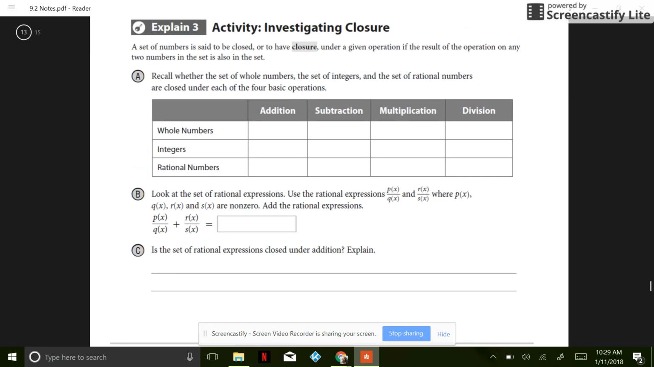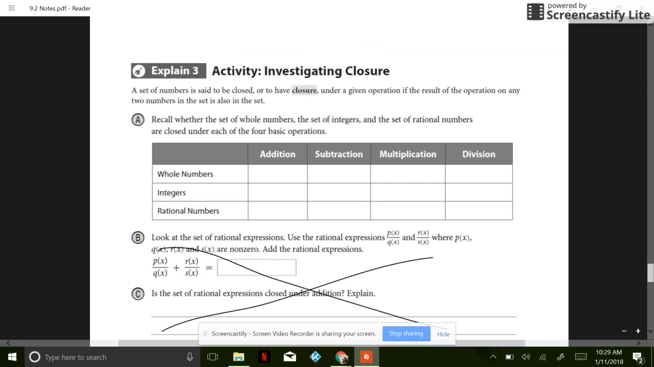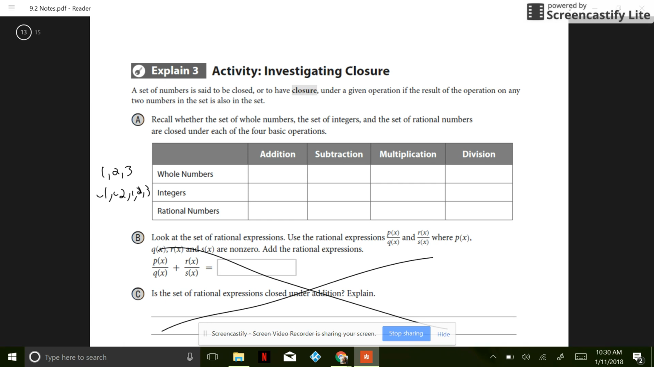So we're going to talk just briefly here about what closure is and why these are closed as a function. A set of numbers is said to be closed or to have closure under a given operation if the result of the operation on any two numbers in the set is also in the set. So when you think about these different groups, whole numbers, that's representing 1, 2, 3, any whole number. Integers, now we can include the negatives. So -1, -2, 1, 2, 3. And then rational numbers is any other numbers, so that's including decimals and stuff like that.